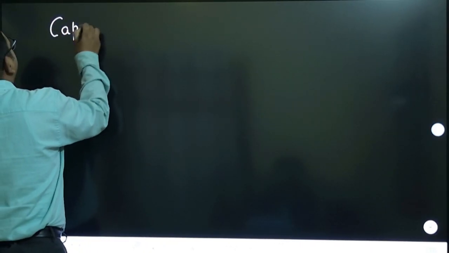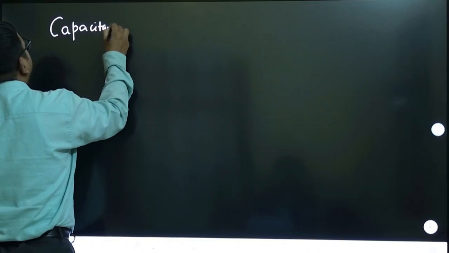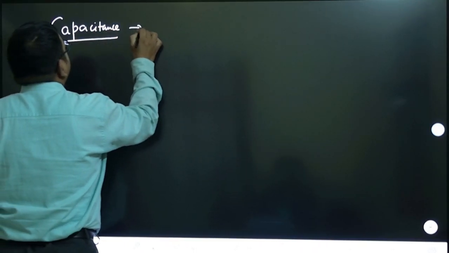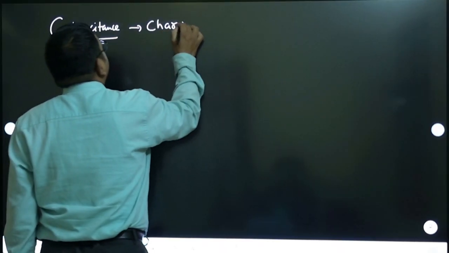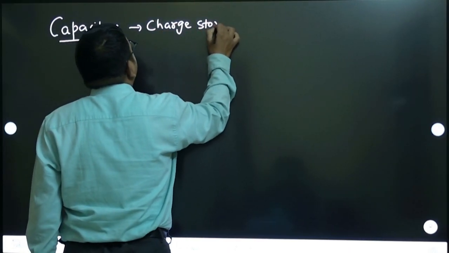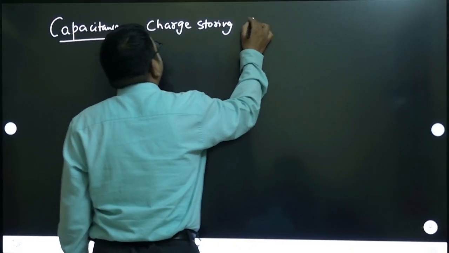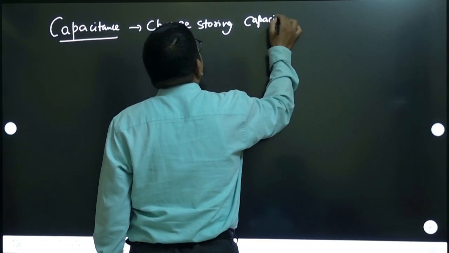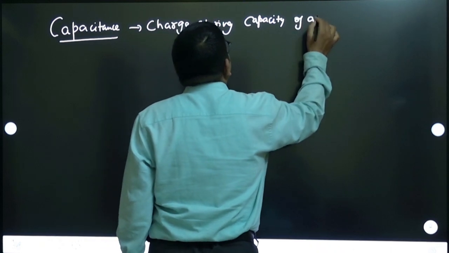Okay, so let us cover the capacitance review. We will do last class and then we will move forward. Okay, so capacitance, it is the charge storing capacity of a conductor.